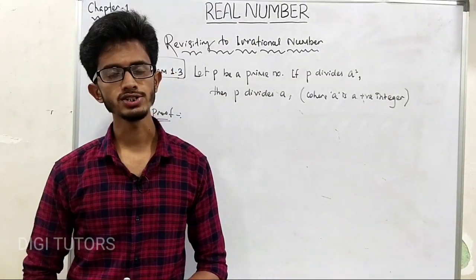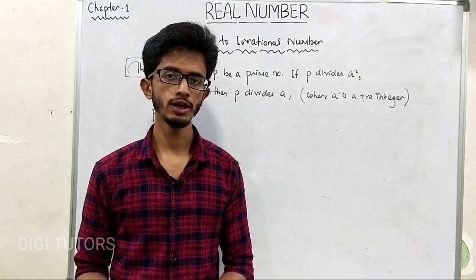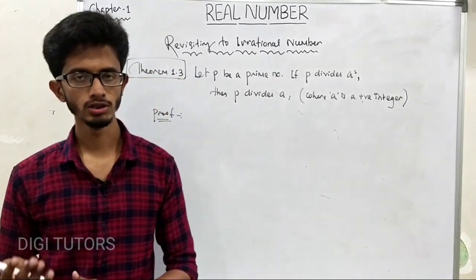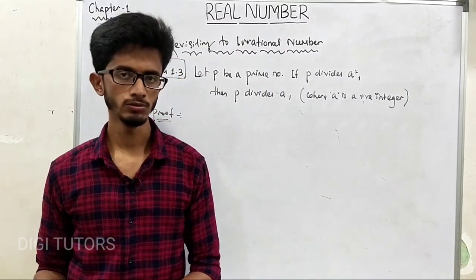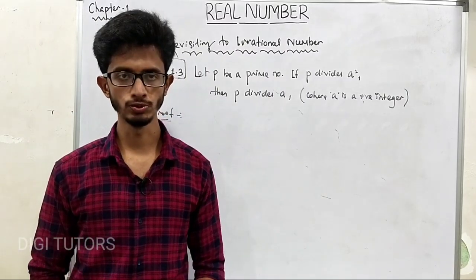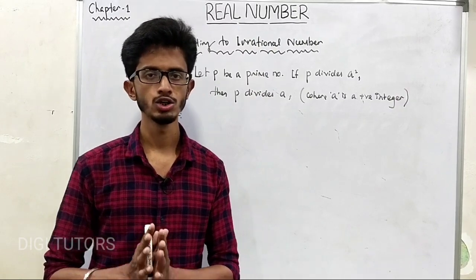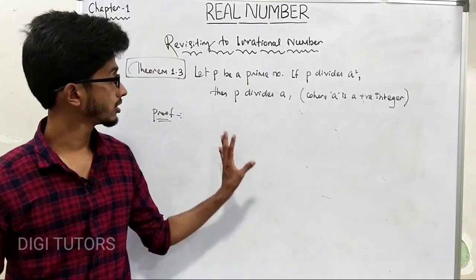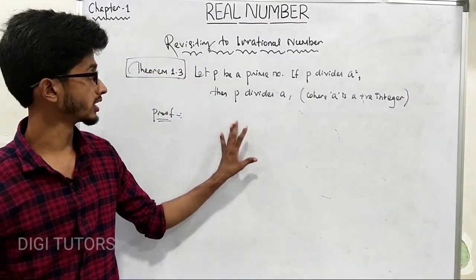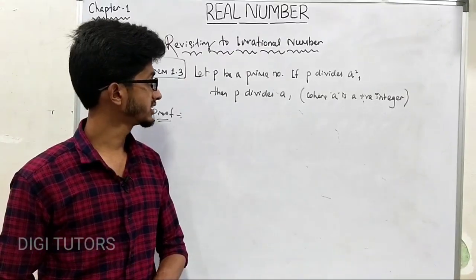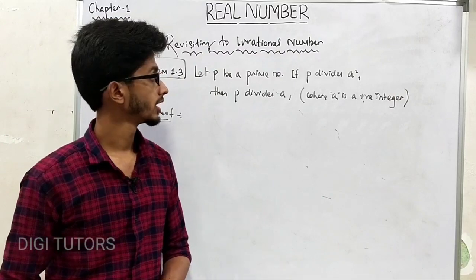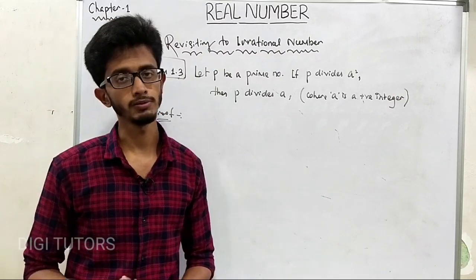Revisiting irrational numbers, first of all we have to know about the theorem given in your NCERT textbook, and by the theorem we can prove the irrationality of an irrational number through an example. First, Theorem 1.3. Here is our statement: let p be any prime number. If p divides a square, then p divides a also, where a is a positive integer.